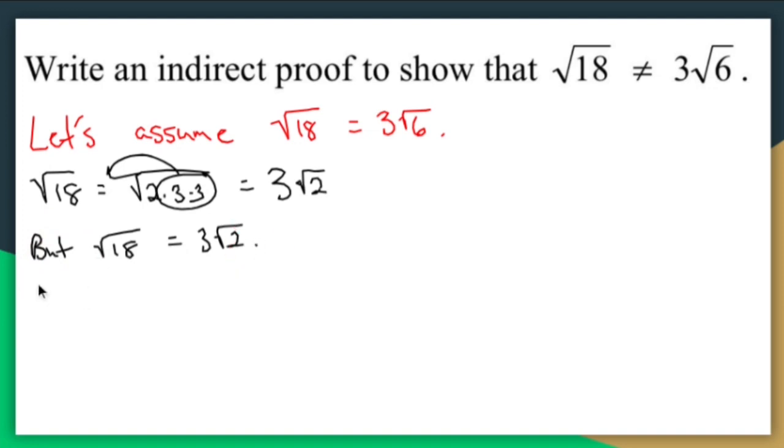Therefore, root 18 can't be 3 root 6. So we'll say that. Root 18 cannot be equal to 3 root 6. And we're done. That's our indirect proof. We assume that the opposite of that occurs. We find out that our assumption is wrong. Therefore, since our assumption is wrong, the original statement must be right. Indirect proof. All about you cheating on your girlfriend or boyfriend.